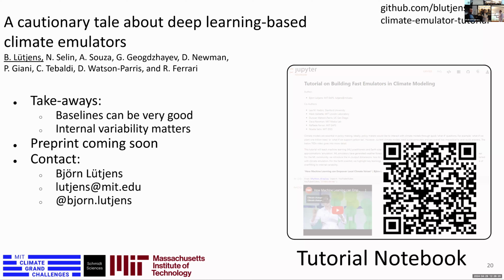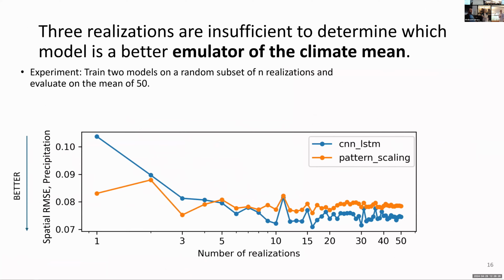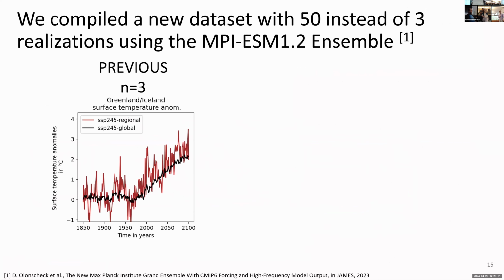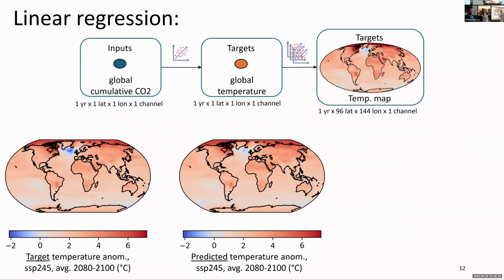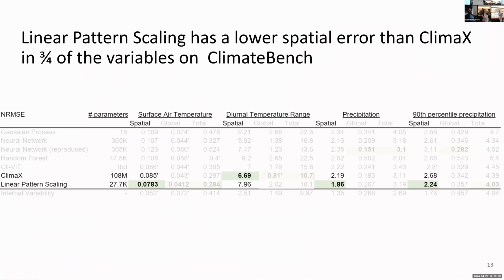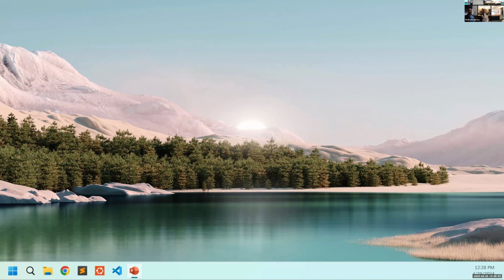Yes. So I guess the question is, what are the other situations in which linear pattern scaling breaks down? Global precipitation breaks down. We are not entirely sure why, but what's also... I have a plot exactly on this. Let me just check if it's in the backup.